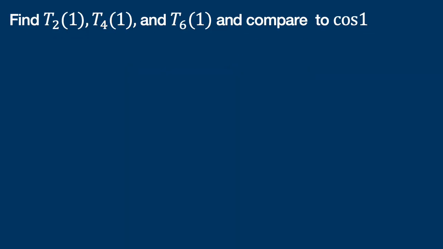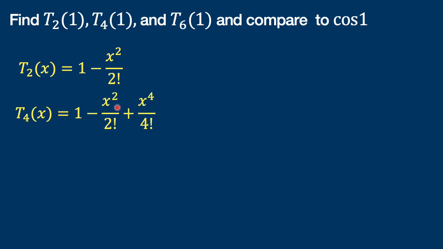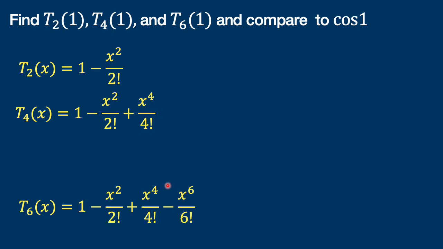Let's estimate cosine 1 by using the Maclaurin polynomials, guys. Here T2 is 1 minus x squared over 2 factorial. T4 is degree 4: 1 minus x squared over 2 factorial plus x to the 4th over 4 factorial. T6, you add one more term, degree 6, negative x to the 6th over 6 factorial. Let's find T2. This is a polynomial, you plug in the number. T2 of 1 is 1 minus 1 over 2 factorial, that's 0.5.